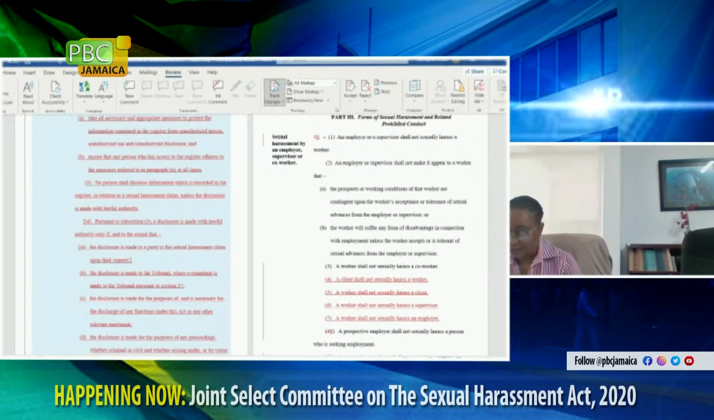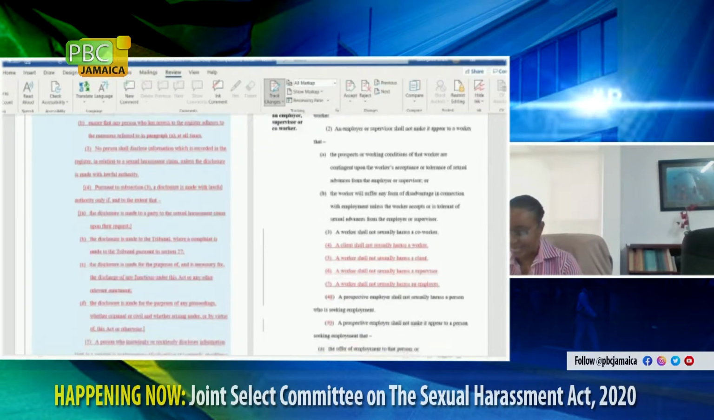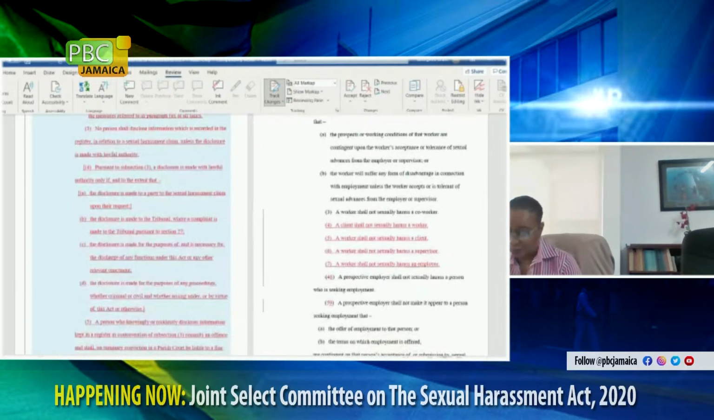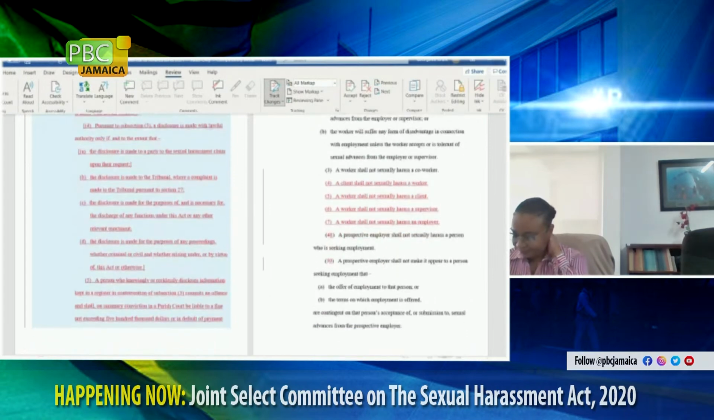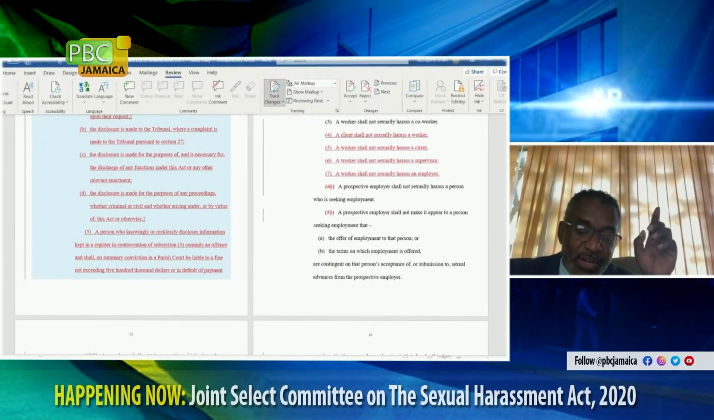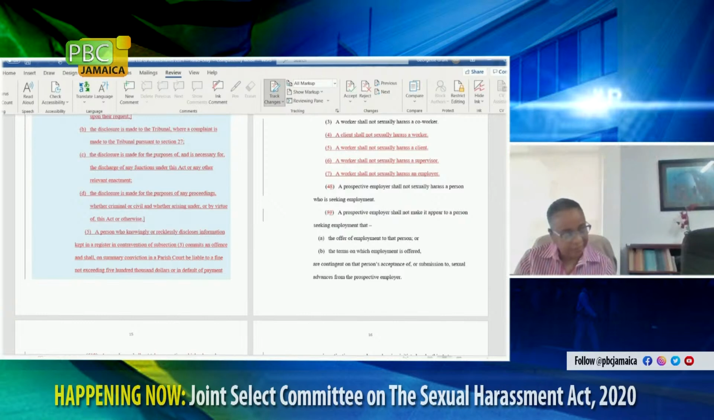So we renumbered the current subclauses 4, 5, and 6 as subclauses 8, 9, and 10. And then we inserted, after subclause 3, the following new subclauses. The new subclause 4: a client shall not sexually harass a worker. The new subclause 5: a worker shall not sexually harass a client. The new subclause 6: a worker shall not sexually harass a supervisor. And the new subclause 7: a worker shall not sexually harass an employer, which is what the committee instructed us to do, Chair. So have we covered all of the potential harassers? Yes, Chair.